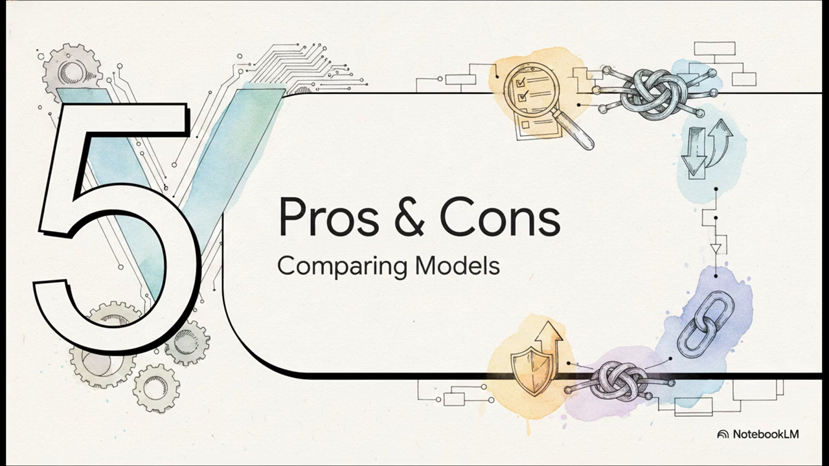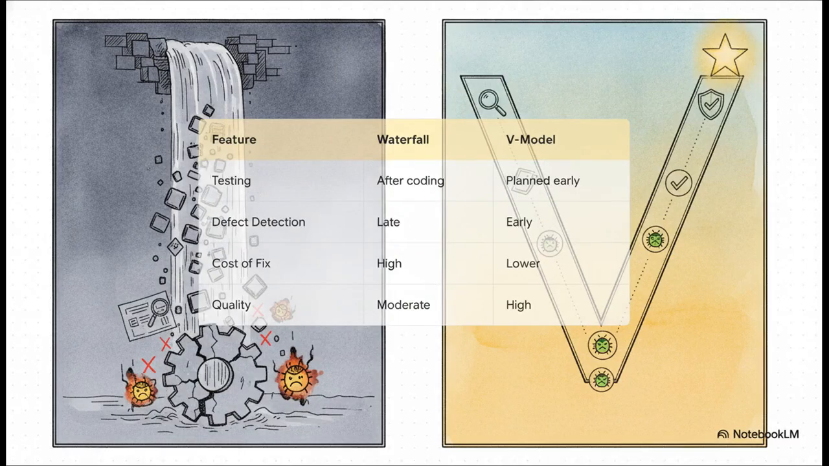Section 5. Pros, cons, and comparisons. So, no software engineering model is perfect for every single scenario, which means we need to analyze where this framework shines and where it falls short. And this brilliantly illustrates the night and day difference between the older waterfall method and the V model.